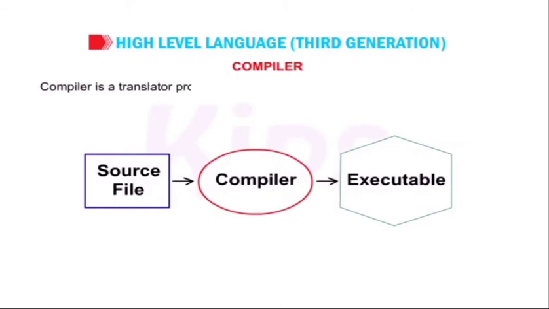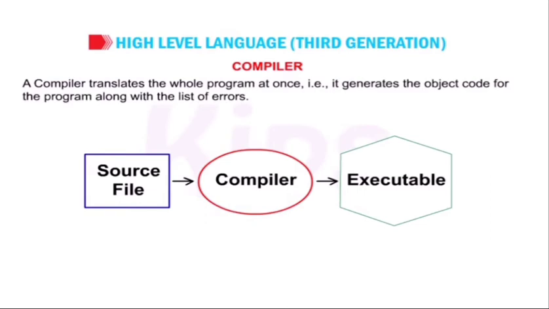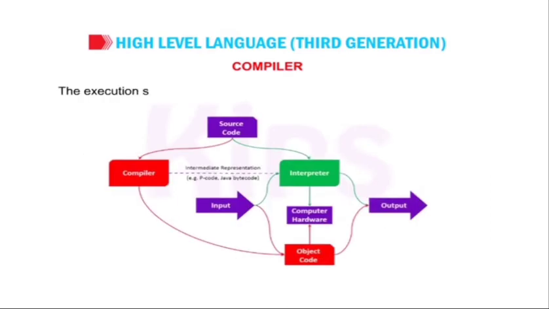Compiler is a translator program used to convert a high-level language program into a machine language. A compiler translates the whole program at once, that is, it generates the object code for the program along with the list of errors. The execution speed of a compiler is faster as compared to an interpreter.